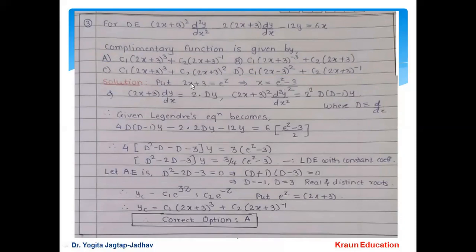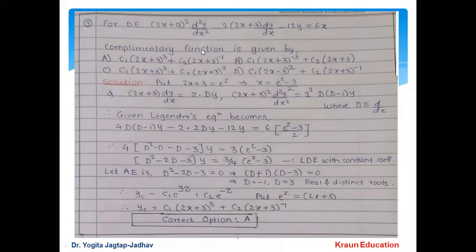Right? With this substitution, the first order derivative term, that is (2x plus 3) dy by dx, becomes 2 times Dy because the value of a is equal to 2 now. And the second order derivative term, (2x plus 3) whole square d square y by dx square, becomes 2 square into D(D minus 1) operating on y, where this D stands for d by dz.